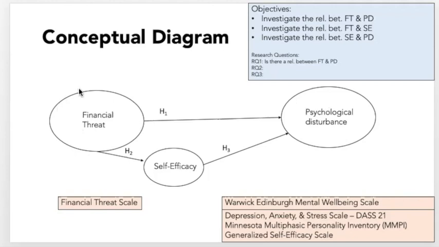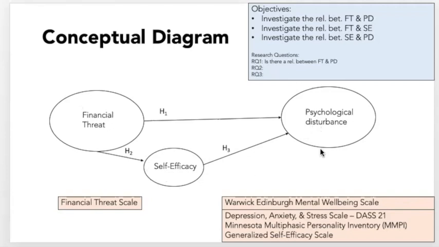And at the same time, this particular researcher has also demonstrated that financial threat has something to do with self-efficacy. Self-efficacy means the degree to which you believe in yourself. Sometimes when you don't have money, you don't really believe in yourself. I will believe in myself if I have good money. If I don't have money, I will sometimes doubt my capacity to do things. And once again, self-efficacy impacts psychological disturbance. So if I don't believe in myself, again, I will have a difficult time, psychologically speaking.